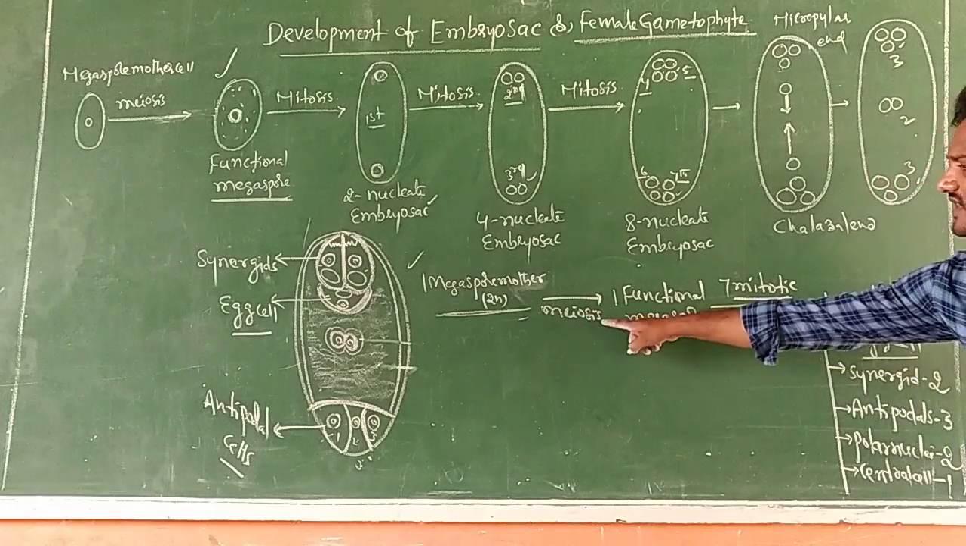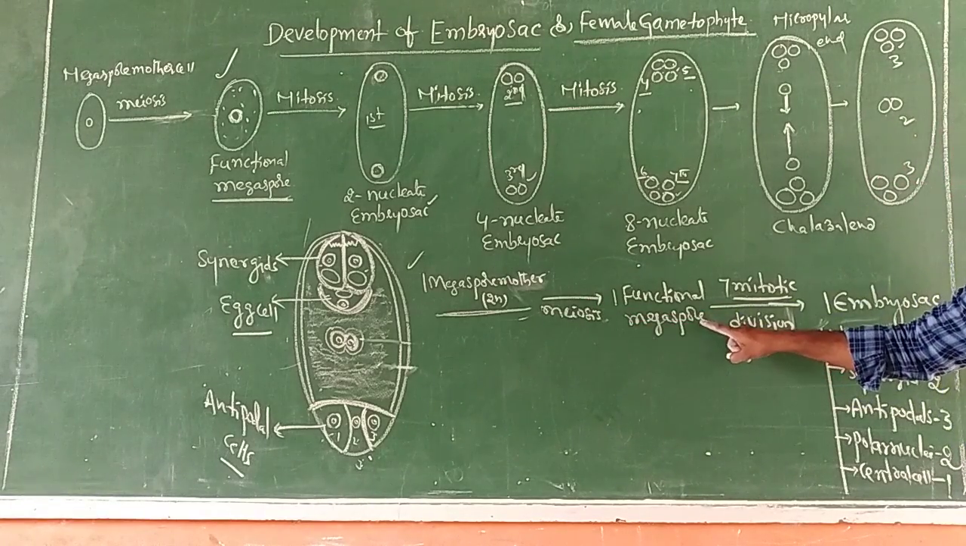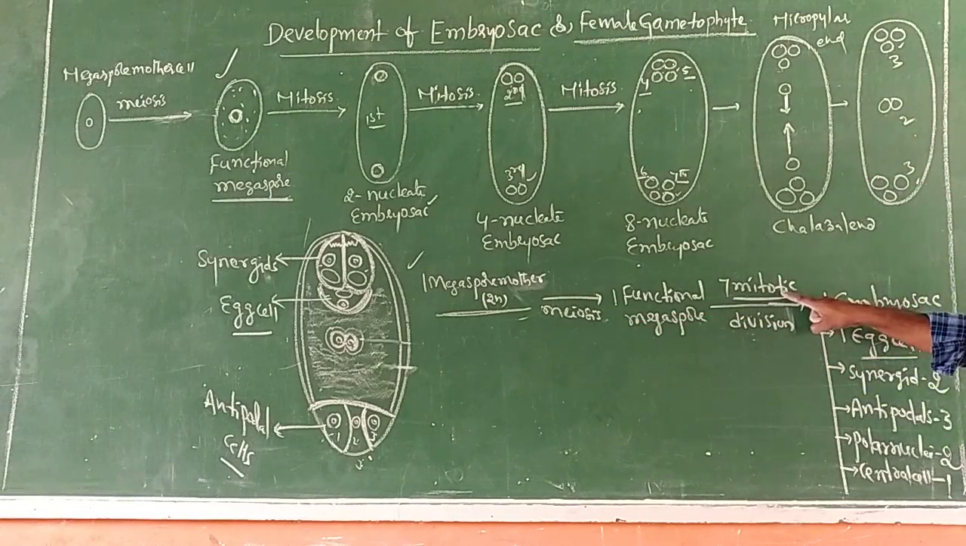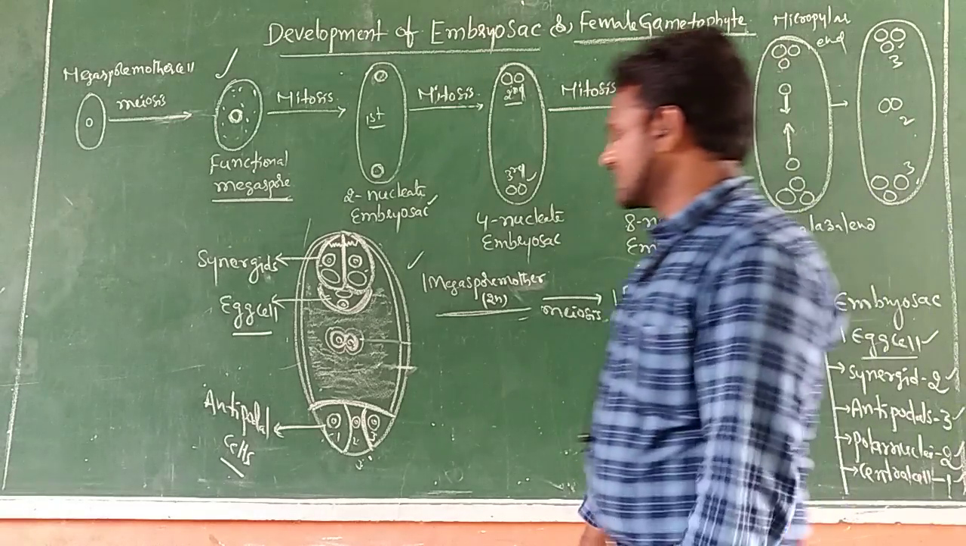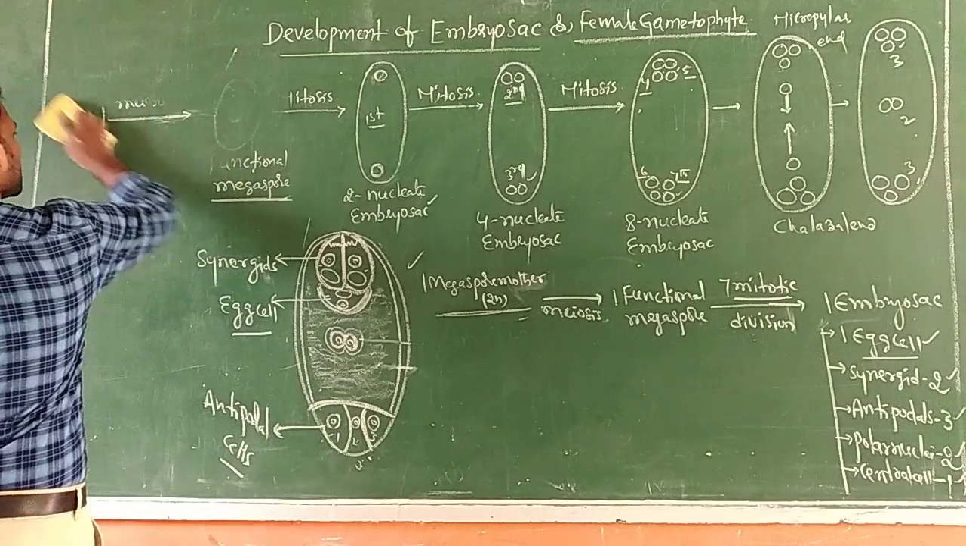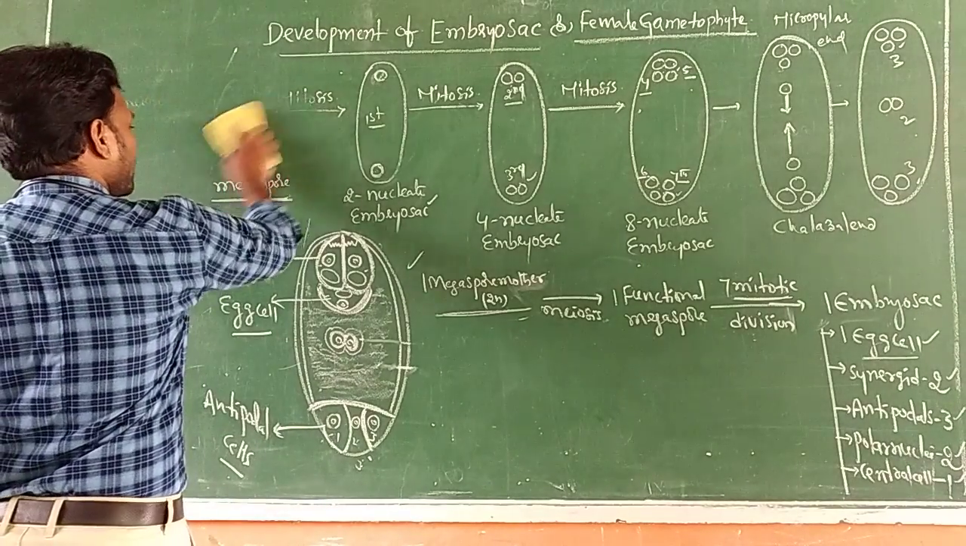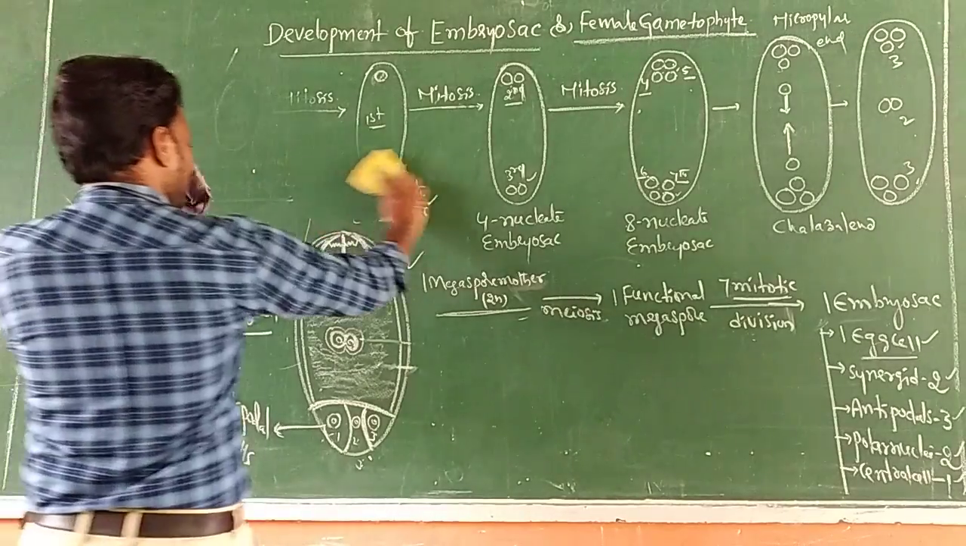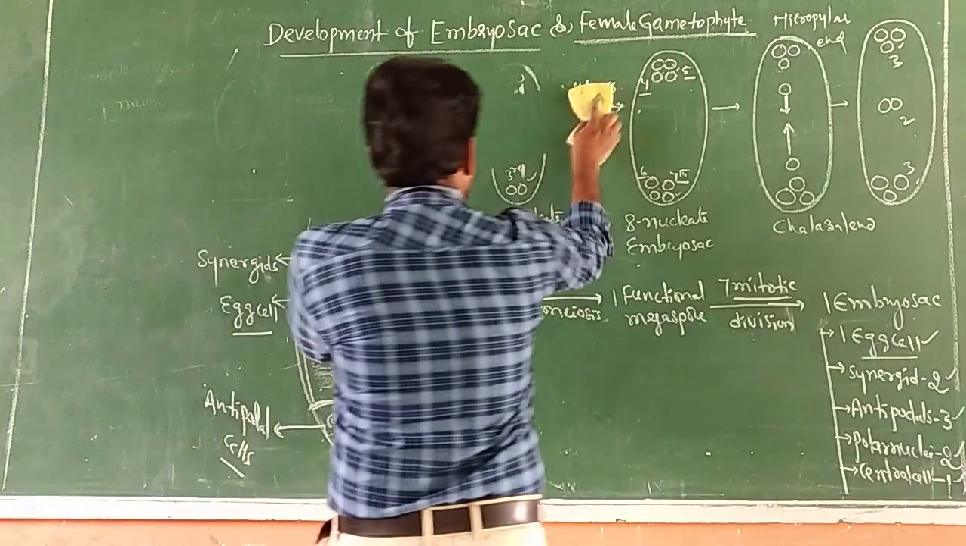Megaspore mother cell undergoes meiosis, forming one functional megaspore. One functional megaspore undergoes mitotic division, 7 mitotic divisions, and forms one embryo sac. One embryo sac contains 1 egg cell, 2 synergids, 3 antipodal cells, 2 polar nuclei, and 1 central cell. This is a very important concept. This is the development of male and female gametophyte.